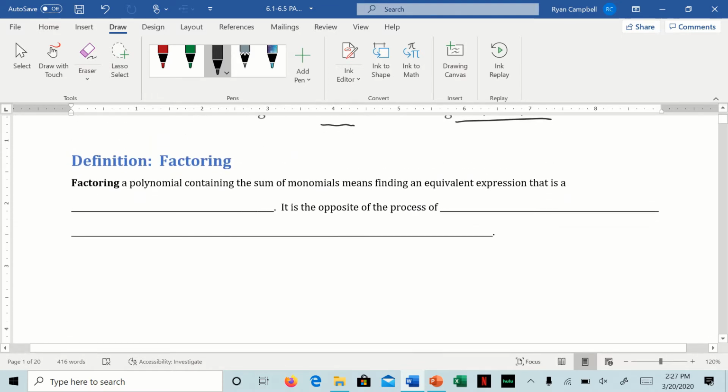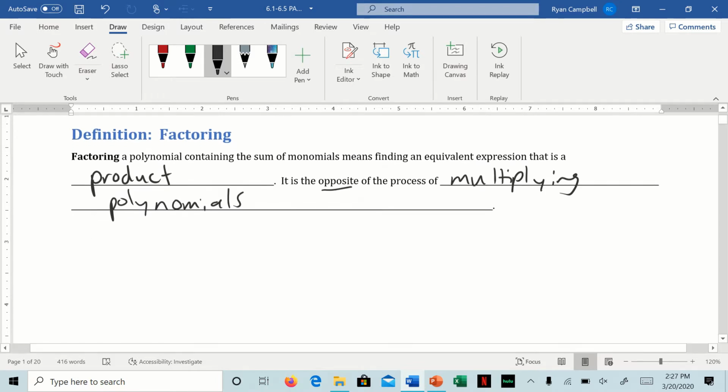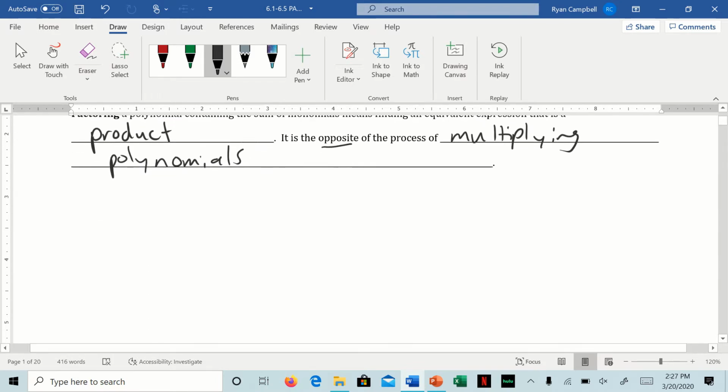So when we factor a polynomial containing the sums of monomials, this means that we are finding an equivalent expression that is a product. And if you remember what product means, product is just a fancy word for multiplying, right? So it's the opposite of this process of multiplying polynomials. It's the opposite of multiplying polynomials. So we can think about stuff like this.